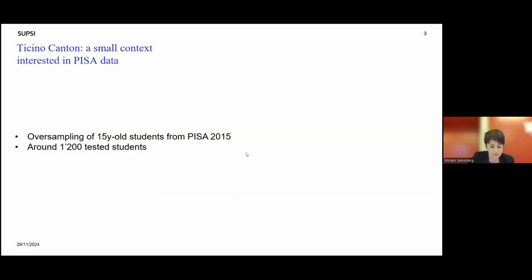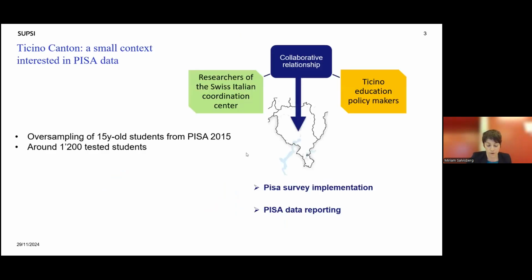Since PISA 2015, the Canton of Ticino has funded an oversampling of 15-year-old students, corresponding to around 1,200 tested students. This oversampling allows for drawing conclusions about the entire population of this small context and enables both national and international comparisons with the Ticino population. In Ticino, researchers from the Swiss-Italian Coordination Center collaborate with local educational policymakers already during the survey's implementation phase, and also during the PISA data reporting phase.